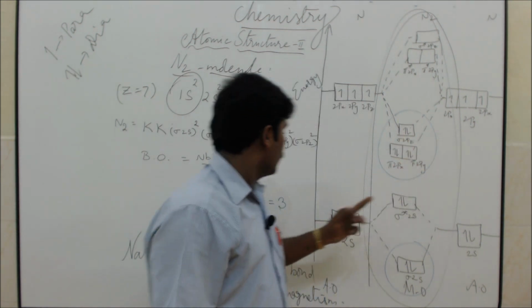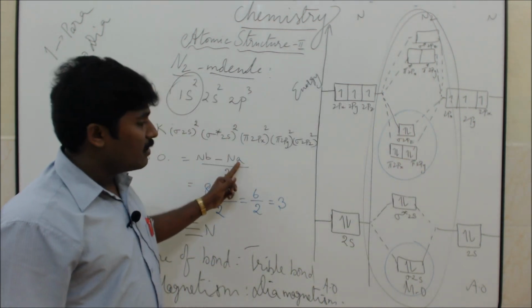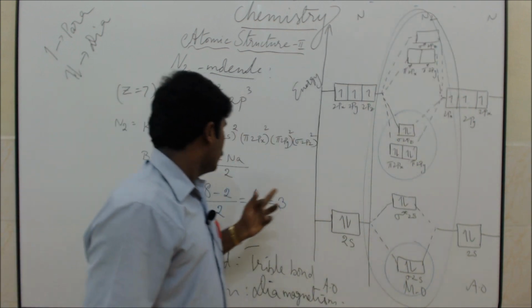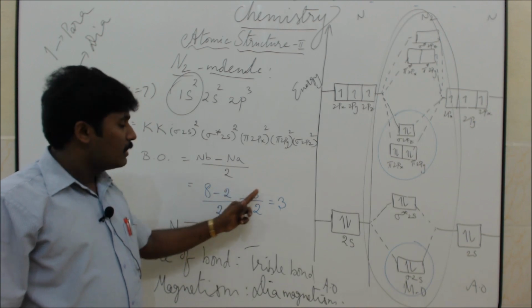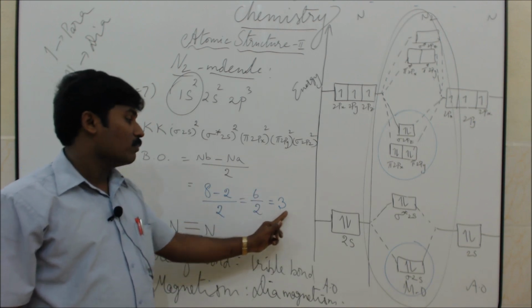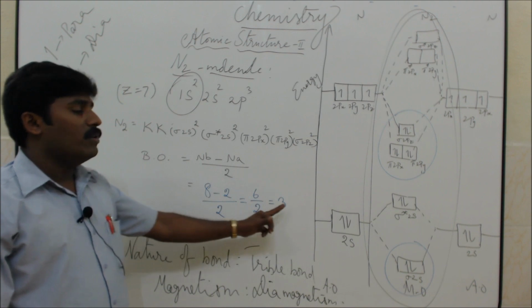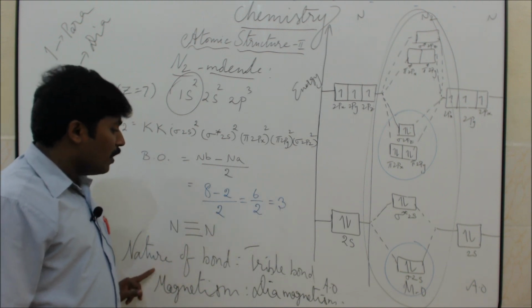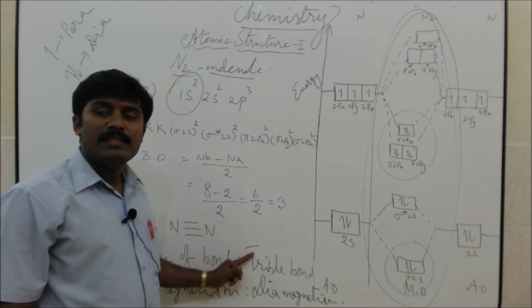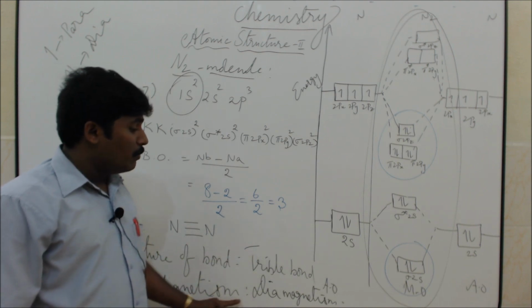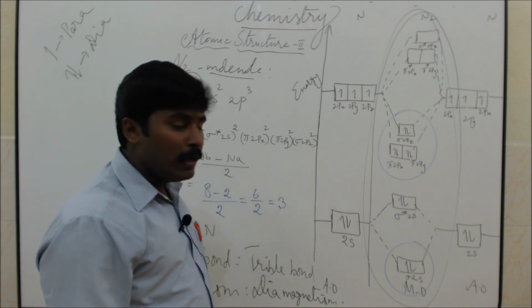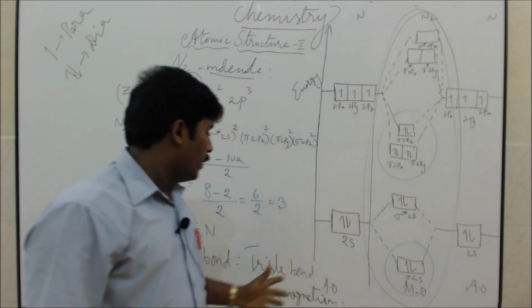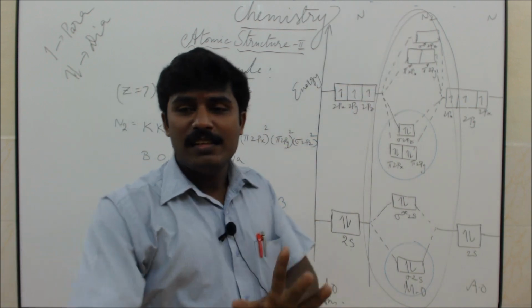How many electrons are there? 2 plus 6, 8. So that is 8. Na, the number of electrons in anti-bonding molecular orbitals: 2 plus nothing, so 2. So 8 minus 2 is 6. According to the formula, 6 by 2 is equal to 3. So the bond order is 3, and the nature of bond is triple bond. Magnetism: diamagnetism. Why diamagnetism? Because there are no unpaired electrons, everything is paired. Paired means diamagnetism. That's all, very important, easiest 5 marks.